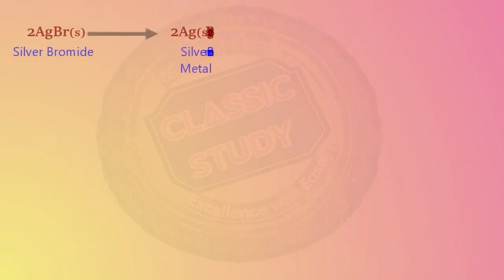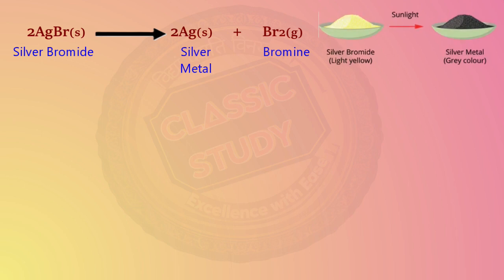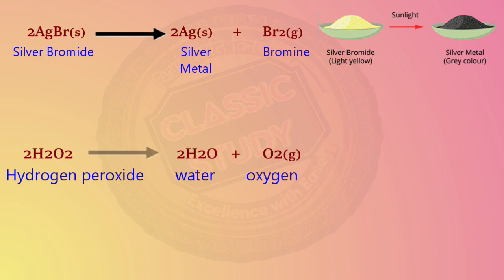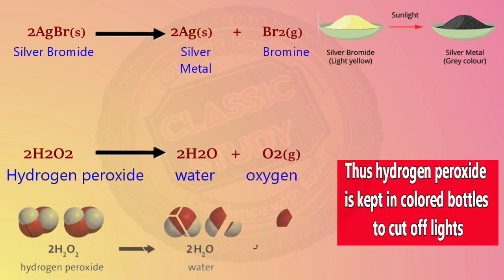Similar examples are silver bromide: 2AgBr gives 2Ag, which is silver, plus bromine. Silver bromide is light yellow in color, and when exposed to sunlight, changes to silver, producing a grayish discoloration. Another example is decomposition of hydrogen peroxide. 2H2O2 undergoes photodecomposition to give water plus oxygen. This is the reason why hydrogen peroxide is always kept in colored bottles, to cut off light and prevent its decomposition.